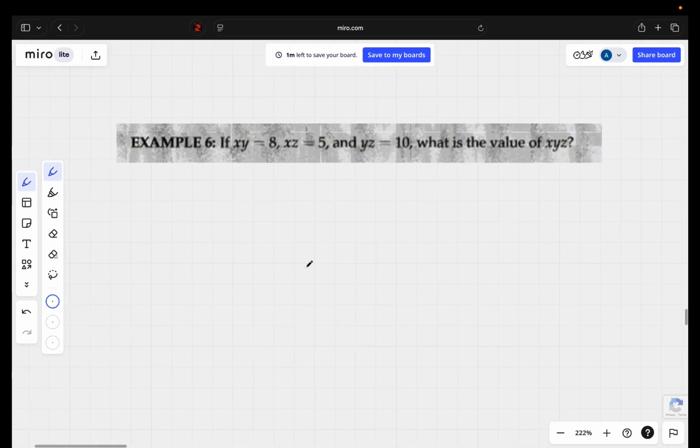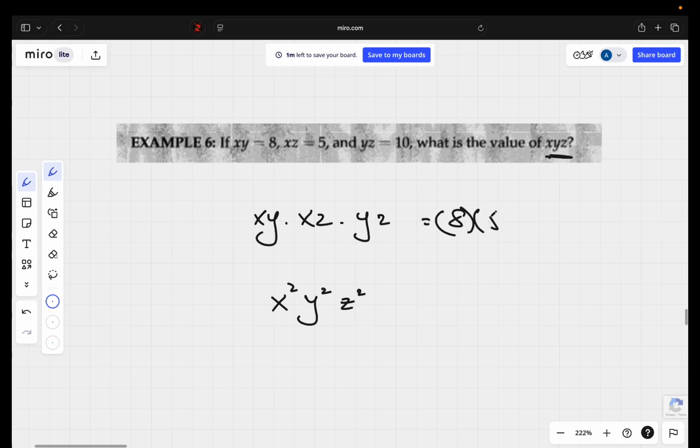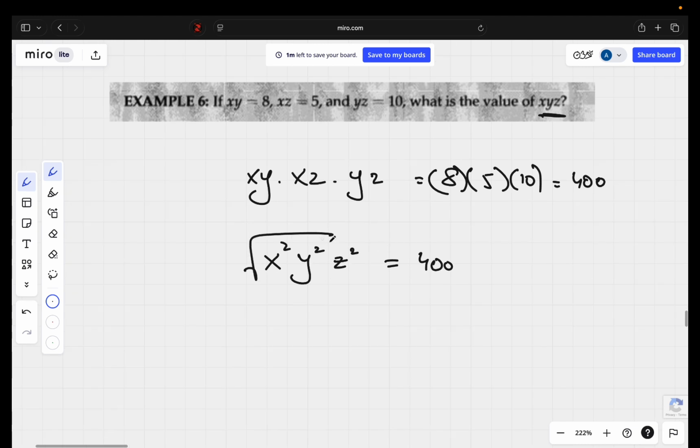Next question, it says we have xy is 8, xz is 5, yz is 10. We need to find xyz. So what you can do is, if you multiply them together, xy times xz times yz, x times x is x squared, y times y is y squared, z times z is z squared. So if you multiply them together, you get 8 times 5 times 10, which is going to be 400. So this is going to be equal to 400. And because we want just x, y, and z, if you take the root on this side and the root on this side, xyz is equal to 20. And that'll be your answer.